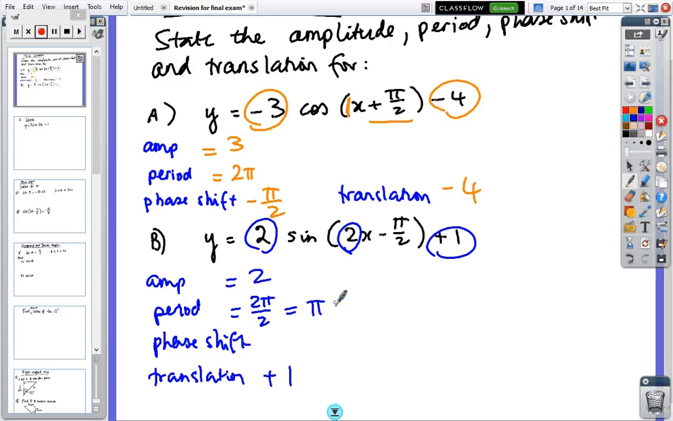But to get the phase shift, you have to factorise. So x minus pi on 4 gives us the bracket. And so the phase shift is pi on 4 positive. Okay, so this one up here, that's the phase shift going backwards. Okay, let's move on to the next question.